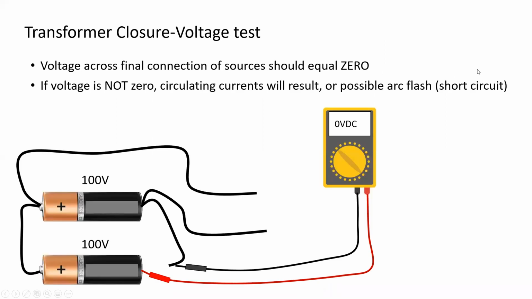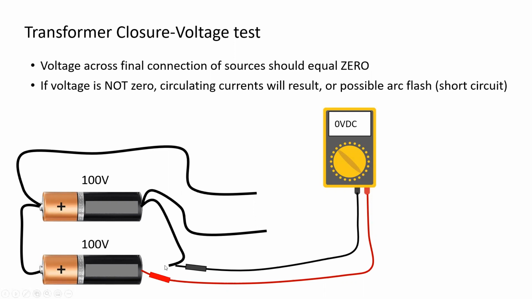So the first thing we're going to look at is a transformer closure voltage test. This is used in single-phase and three-phase systems. And really what we're trying to do is a confirmatory measurement to ensure that we have connected the transformers correctly. And we're doing this confirmation measurement prior to the final connection.